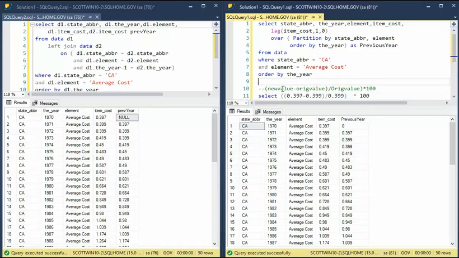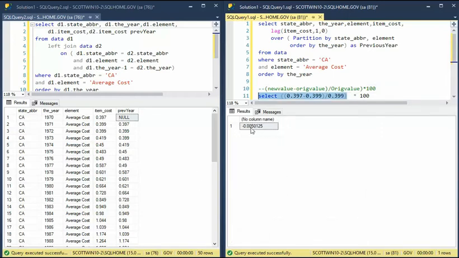Notice here the percent change algorithm. So it's new value minus the original value divided by the original value times 100 will give you the percentage. So here you can see that I'm taking the new value, 0.397, and the original value, 399. And then I'm going to divide it by the original value, 399. And that's going to give me a percentage. Let's see what happens here.